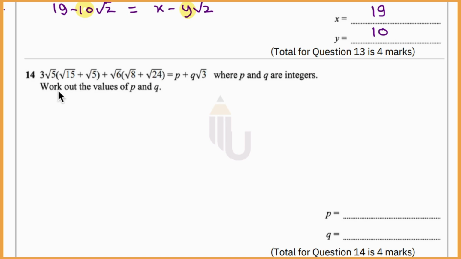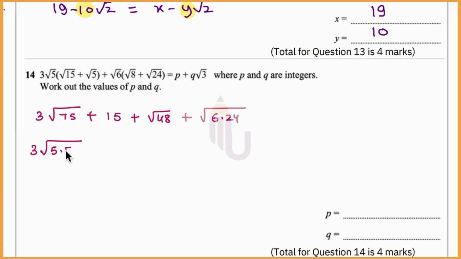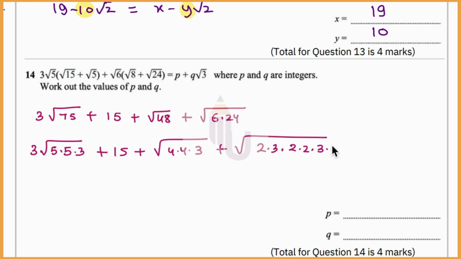Now for this question, we have to just multiply like what we did in the earlier ones. So root 3 times 15 times 5 will be 75. Then 3 times root 5 will be 3 5s are 15. Then root 48 plus root 6 times 24. 25 times 3 is 75, so it will be 3 root 5, 5, 3 plus 15, then 4 4 3, and then for 6 it will be 2 3, then 2 2 2 and 3.